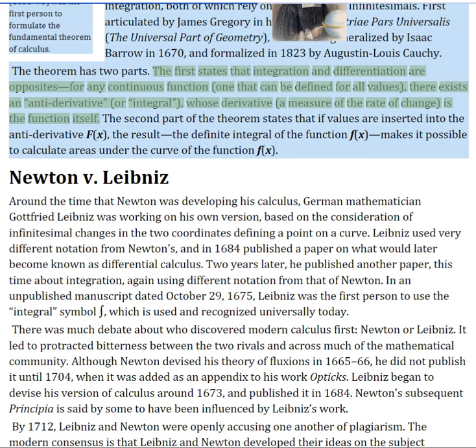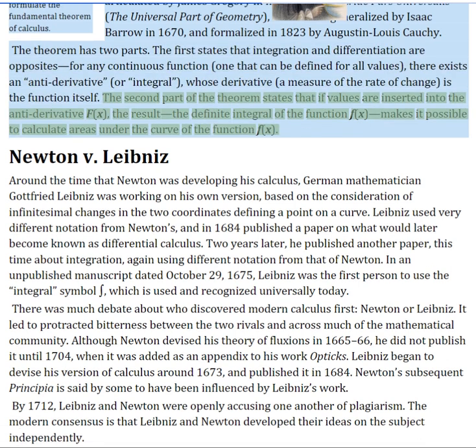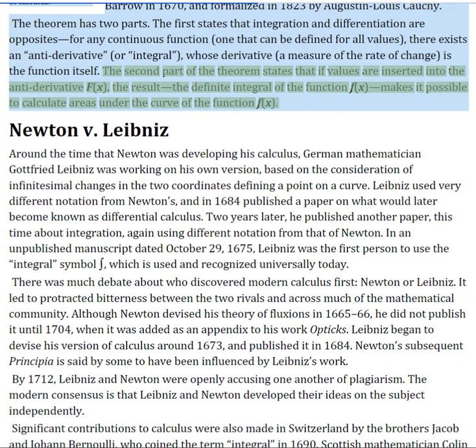For any continuous function, there exists an antiderivative, whose derivative is the function itself. The second part of the theorem states that if values are inserted into the antiderivative F, the result, the definite integral of the function f, makes it possible to calculate areas under the curve of the function f.